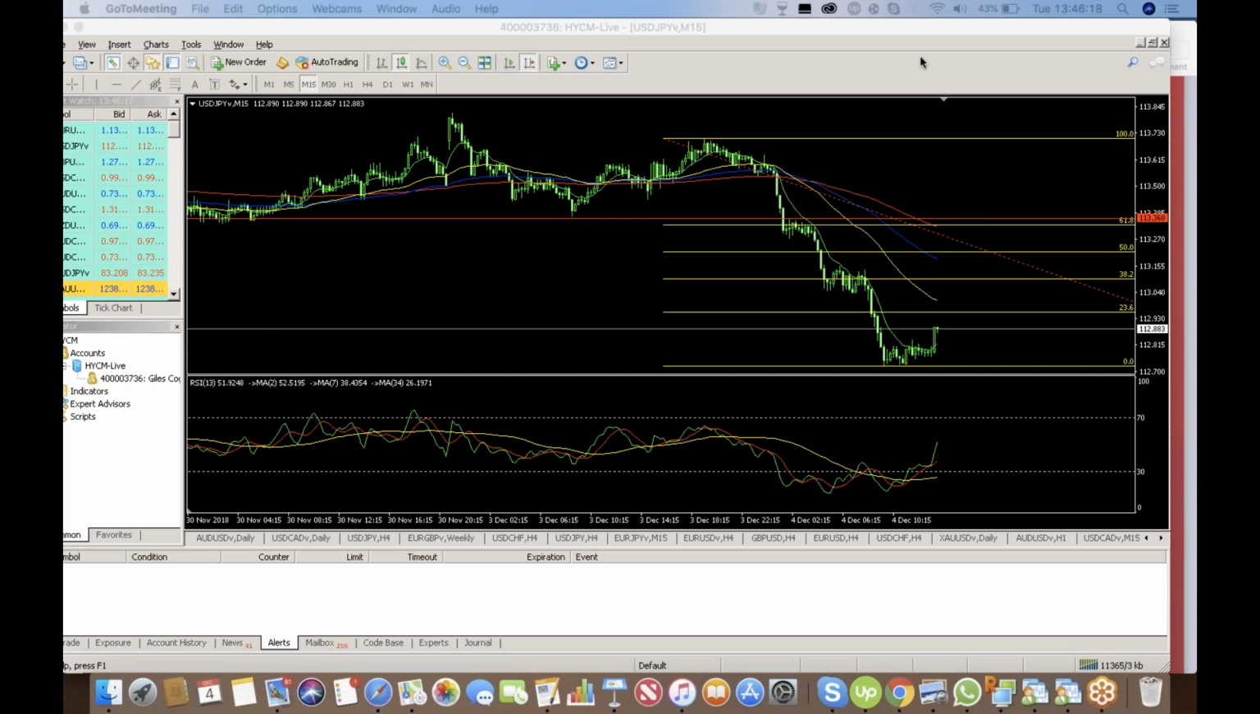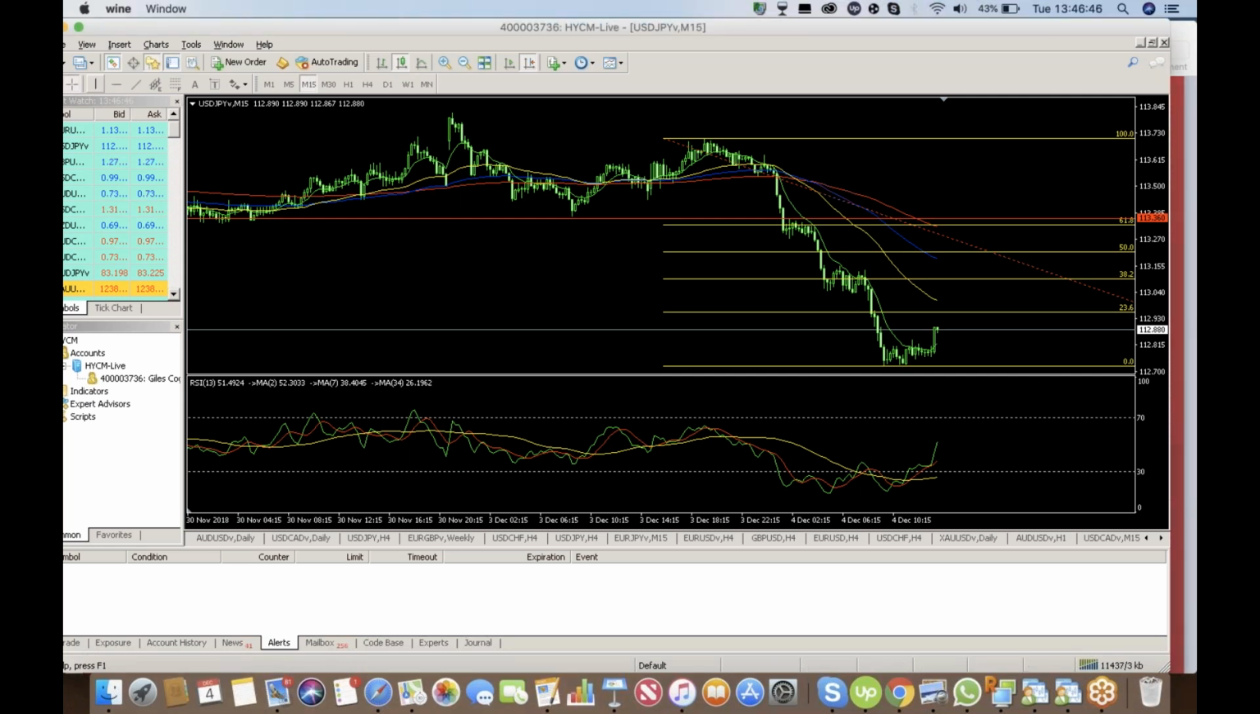50 fib retracement. Let's have a look. So the 50 fib retracement level, yes, that's a nice region as well. I like that. Where else have we got? Above 50, 113.50.